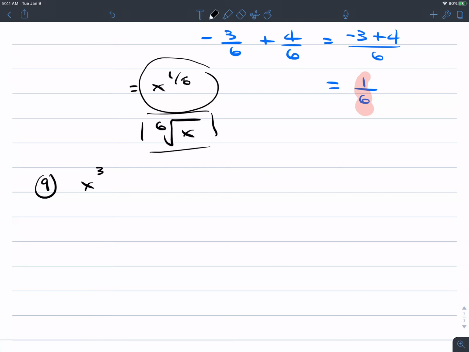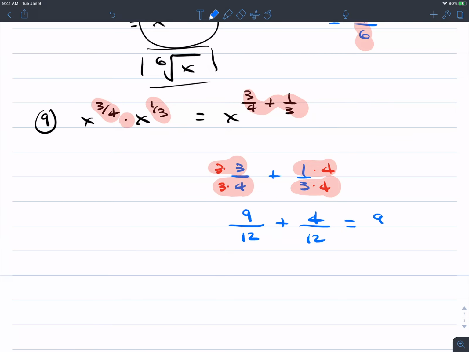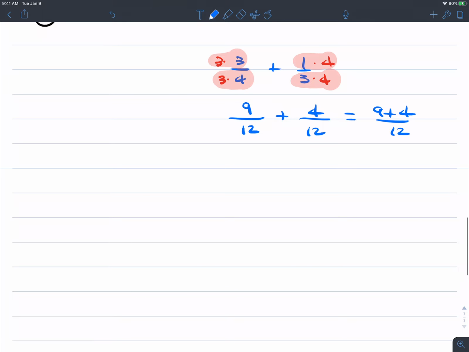So number 9. x to the 3/4 times x to the 1/3. Again, we simply add our powers here, because we're multiplying. So here's the work. Three-fourths plus one-third. The LCM of 4 and 3 is 12, so we multiply the first fraction by 3 and the second fraction by 4. When you multiply across, we get 9 twelfths plus 4 twelfths. And what does that equal? Right, 9 plus 4 over 12 gives you 13 over 12.